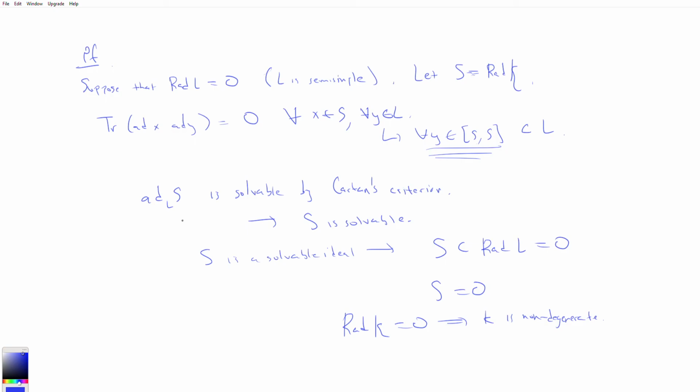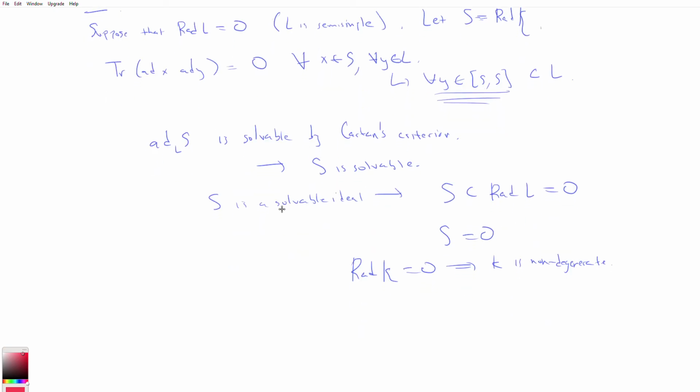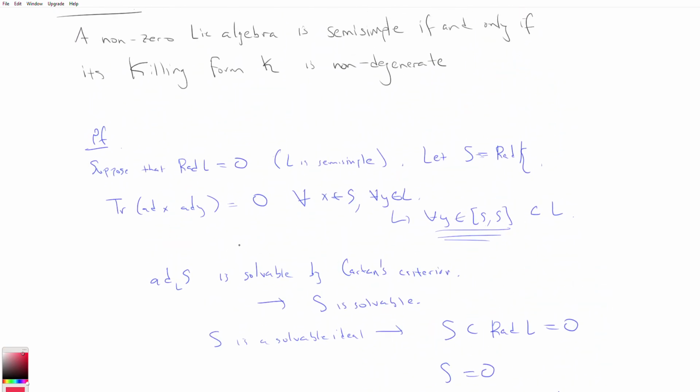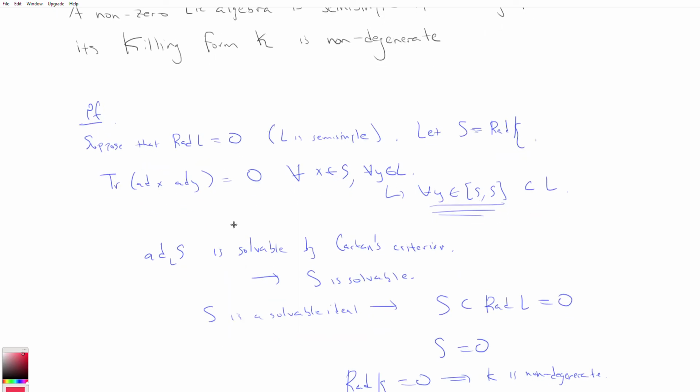So now let's look at the other direction. So let's change colors for this. Let's go on to red. Okay, so this was one direction. Now we want to show that if the killing form is not degenerate, then our Lie algebra is solvable.